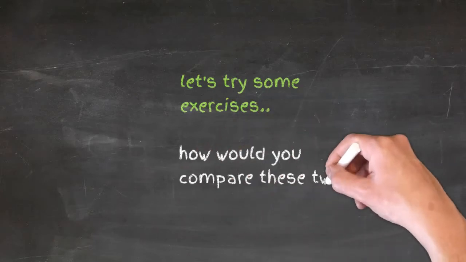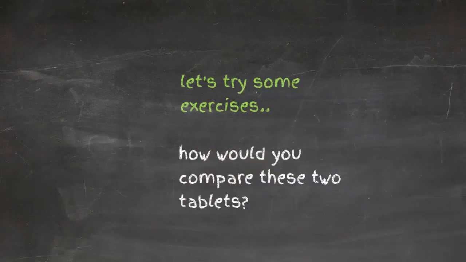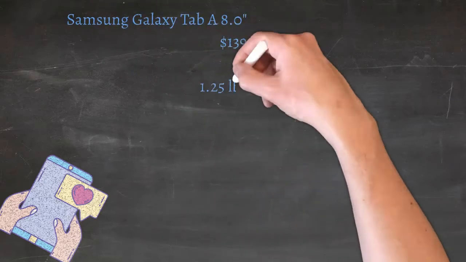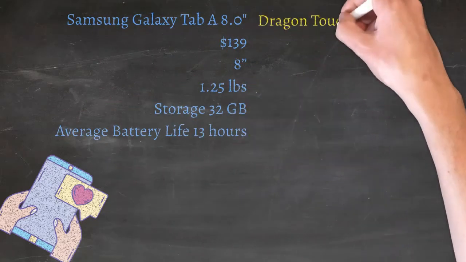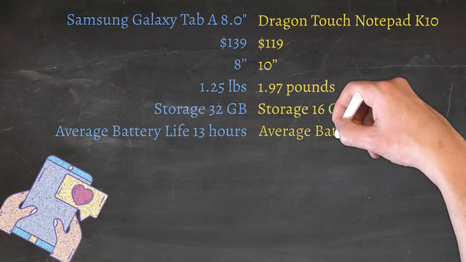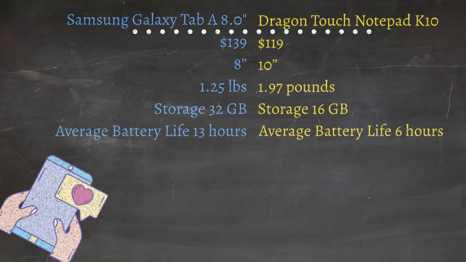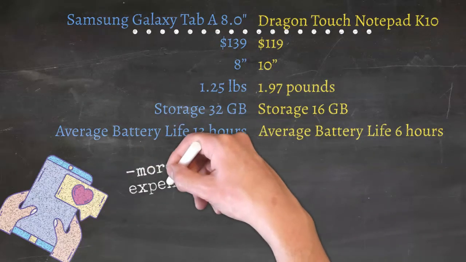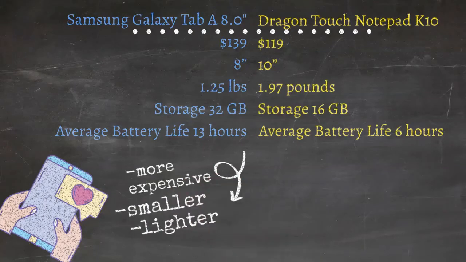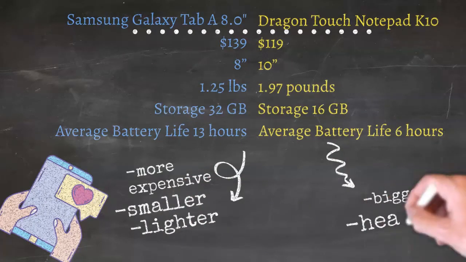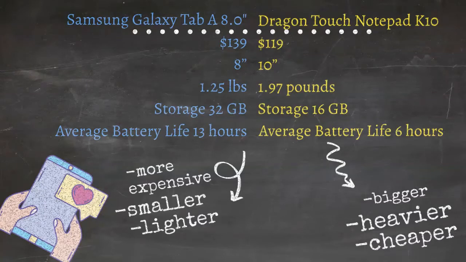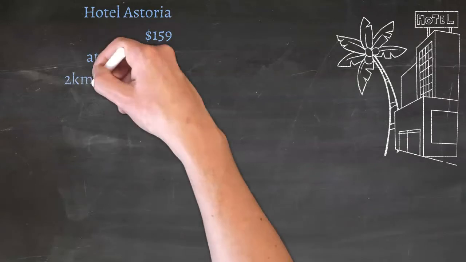Well, let's try some exercises. How would you compare these two tablets? Well, here are the specifications for the Samsung Galaxy Tab 8 inches and the Dragon Touch Notepad K10. Well, they are comparable products in the same price range, but when we look closely, we can see that the Samsung Galaxy Tab is more expensive. It's also smaller and lighter. The Dragon Touch, however, is bigger, heavier, and also cheaper. And when we compare the storage space and the average battery life, we can also say that the Samsung Galaxy Tab is more convenient.